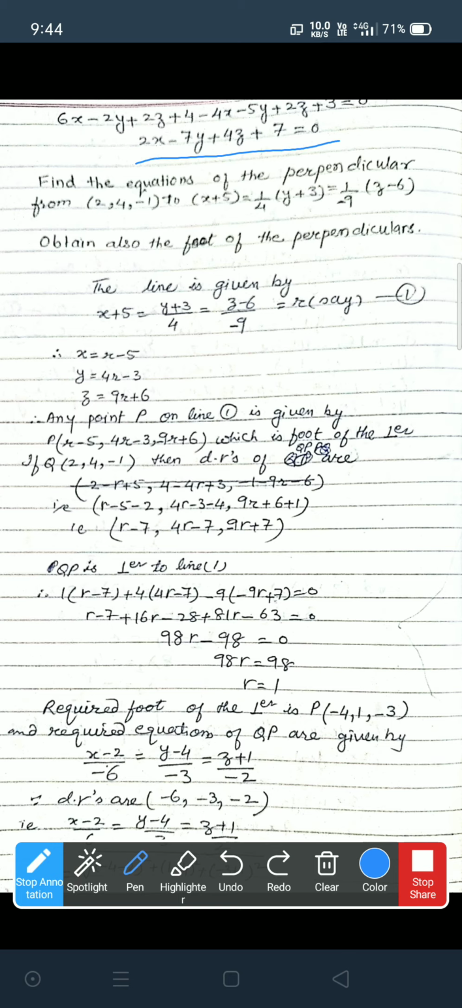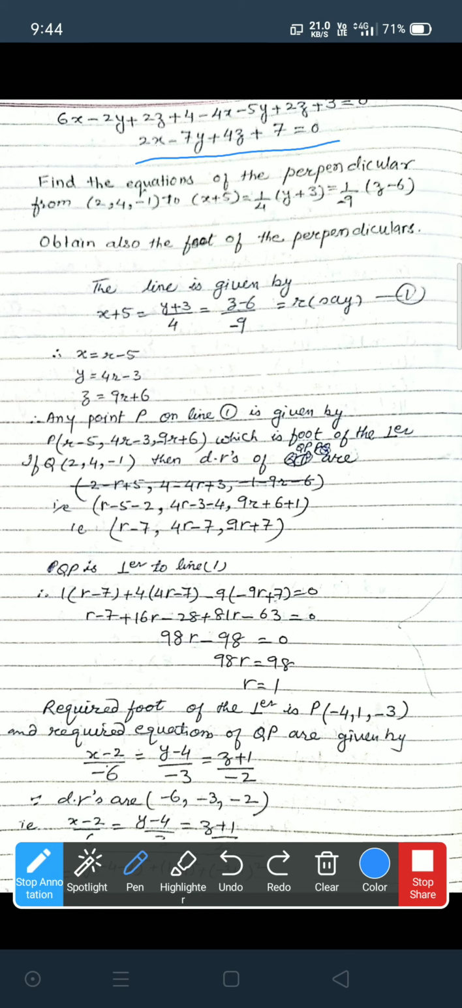Next is: find the equations of the perpendicular from 2, 4, minus 1 to x plus 5 equals 1 by 4 (y plus 3) equals 1 upon minus 9 (z minus 6). Obtain also the foot of the perpendicular.